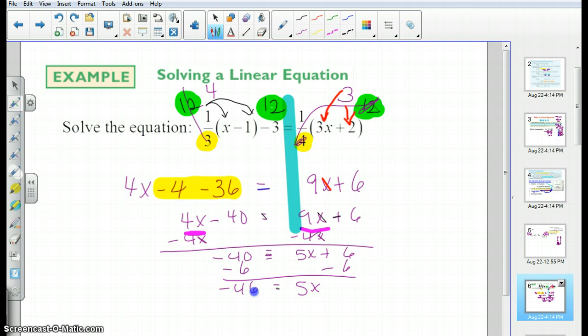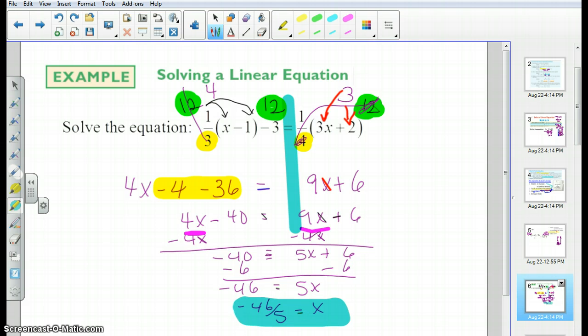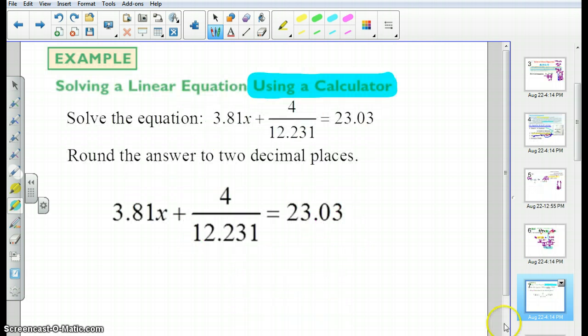For negative 46, and last, if I divide by 5, I'll just leave these in fraction form. Don't try to change this to a mixed number. I prefer you to leave these. I know you spent a lot of time in grade school trying to simplify things like this, but I would leave this as the exact answer. Don't round to a decimal, just leave the exact answer and leave the improper fractions.